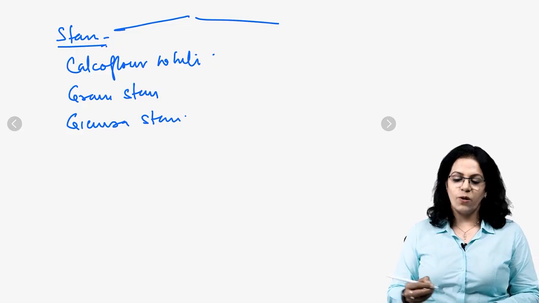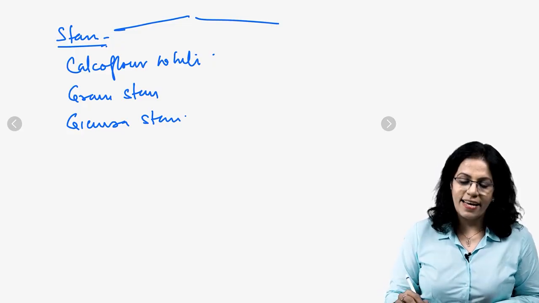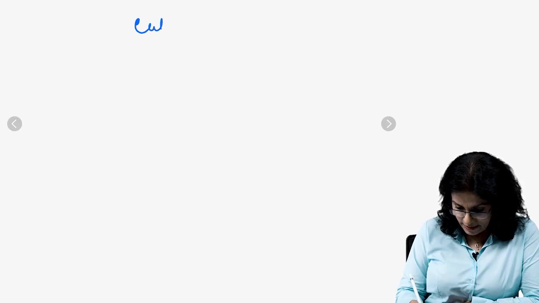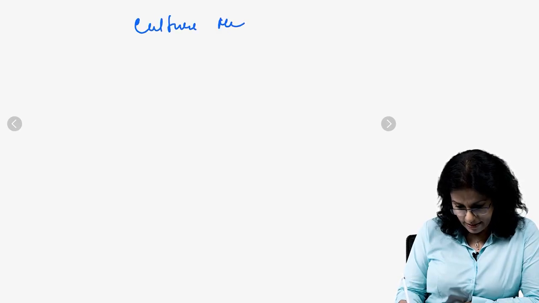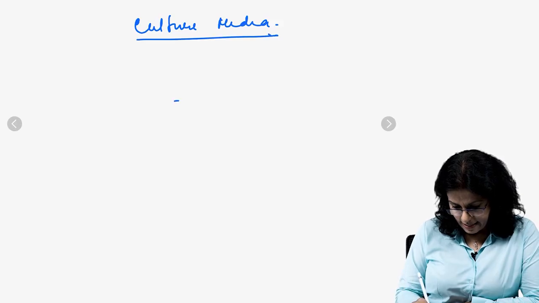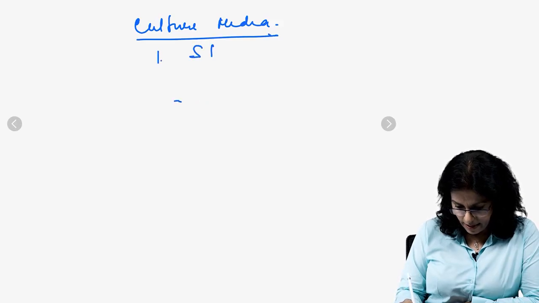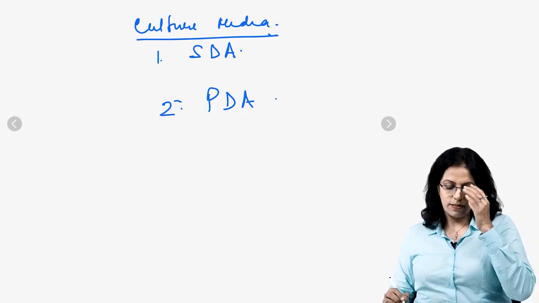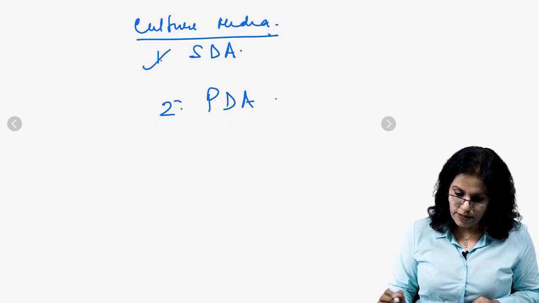Coming to the culture, we all know we are talking about SDA and PDA. SDA is Sabouraud's dextrose agar. Okay, so we write the culture here. Culture media, let's learn the culture media. We'll write here Sabouraud's SDA, Sabouraud's dextrose agar, and what is PDA? Potato dextrose agar. Right? Okay. So, this is most commonly used.